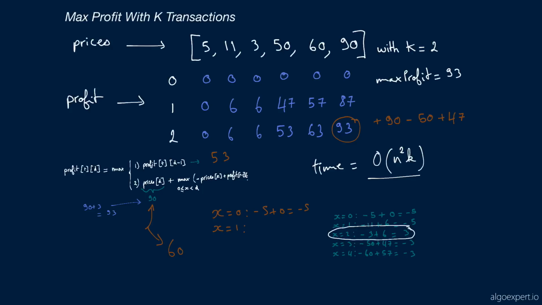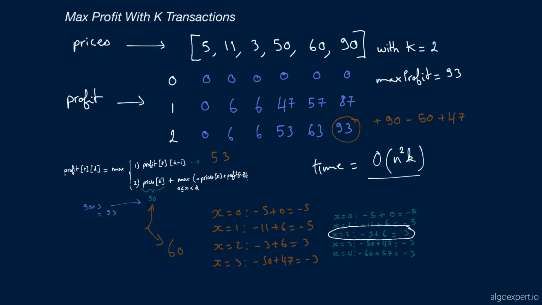X equals 1, minus 11 plus 6 equals minus 5. X equals 2, minus 3 plus 6 equals 3. X equals 3, minus 50 plus 47 equals minus 3. And then we'd be done, because then we'd arrive here. So you'll notice that between this, which we do to generate the 63, and this, which we do to generate the 93, we're calculating 4 of the exact same values. X equals 0, x equals 1, x equals 2, x equals 3. We have them here too.